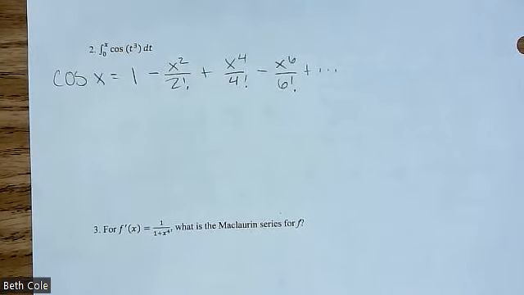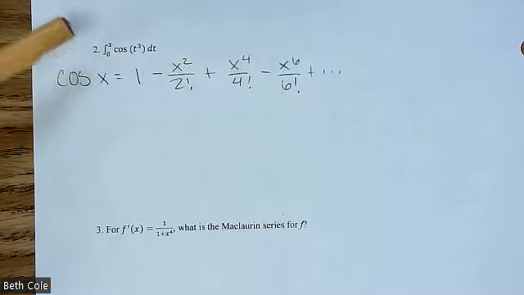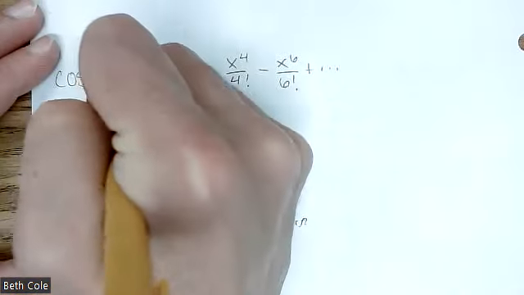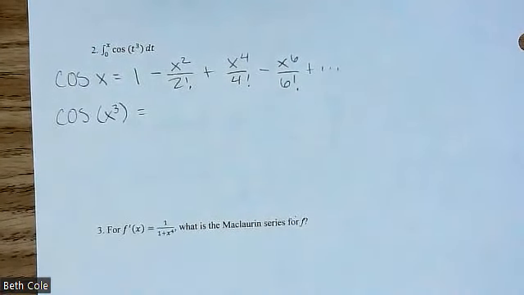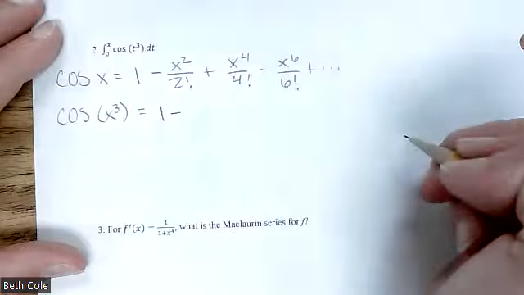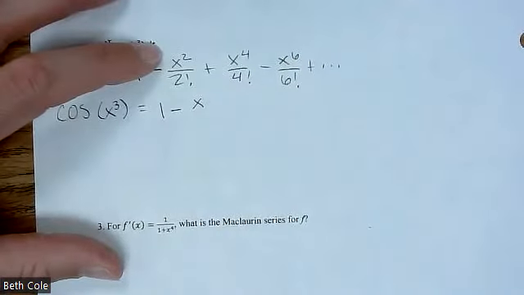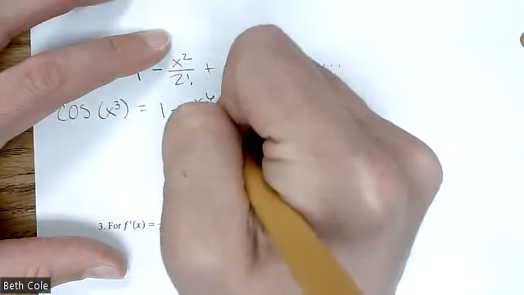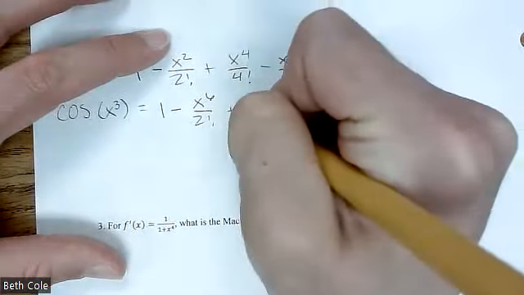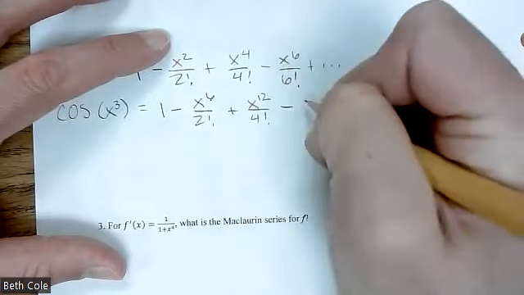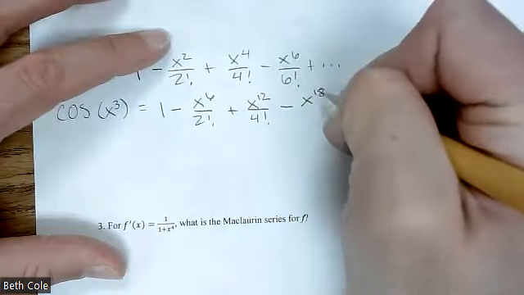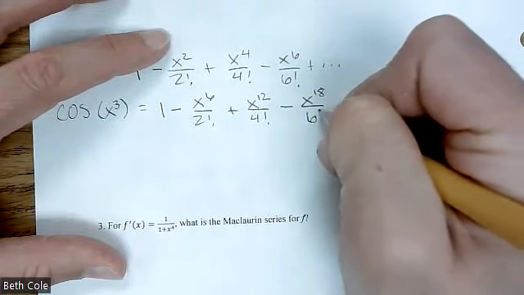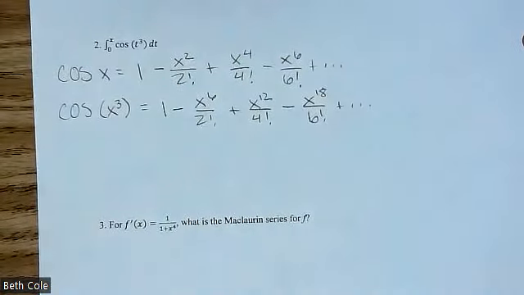Cubed. Now we're going to do x cubed because the upper boundary is x. So now we're going to do cosine of x cubed. Everywhere there's an x, you're going to replace it with x to the 3rd. So that would be 1 minus x to the 6th over 2 factorial, plus x to the 12th over 4 factorial, minus x to the 18th over 6 factorial, and so on and so forth. Again, we're just doing the first 4 because that's typically what the directions say.